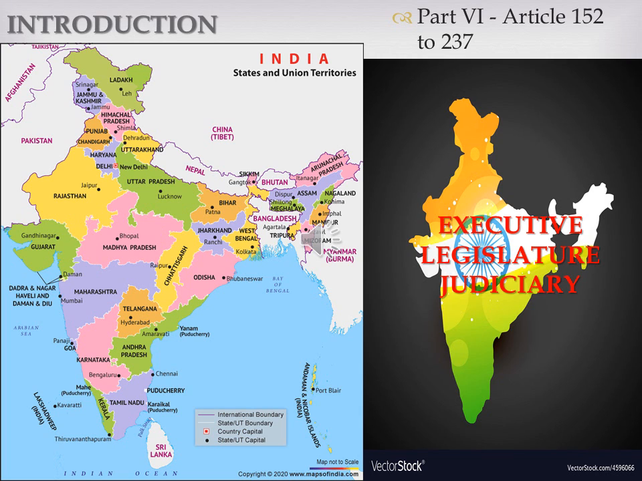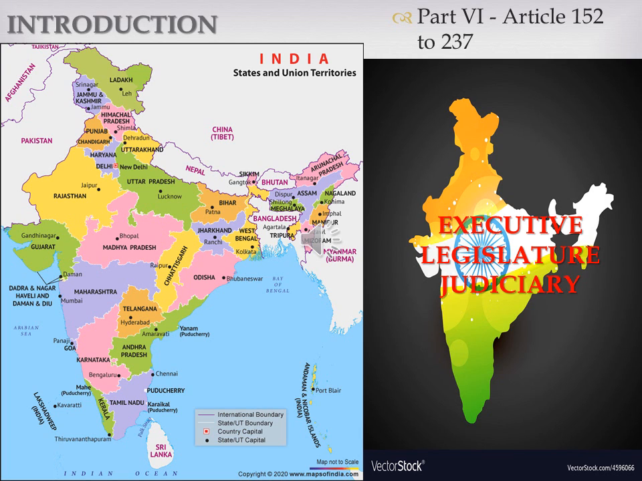Now there are 28 states and 9 union territories. Recently, Jammu and Kashmir was divided into union territories, Ladakh and Kashmir. So 29 states have now become 28 states and 9 union territories, and one national capital territory known as Delhi in India. Our constitution arranged for a federal form of government.